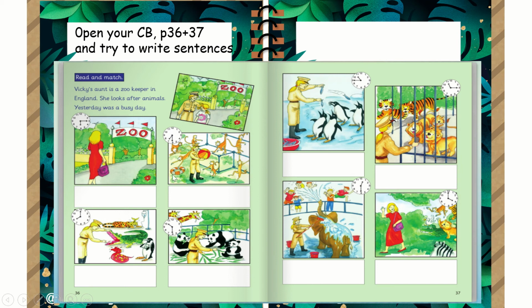Okay, so now I want you to write a sentence. Look at the picture and write a sentence about this picture. Try to use the verbs in the past tense. Look at Vicky's aunt, what she's doing here, and in these pictures also. And then we are going also to look to another page on your class book, and you are going to stick the sentence. But first, I want you to try to write some sentences, okay?